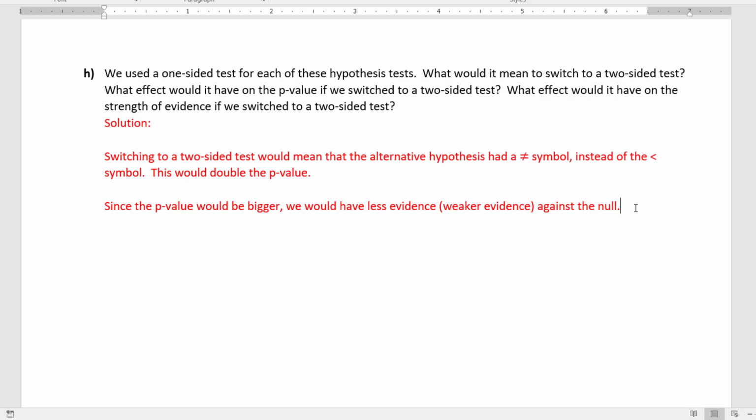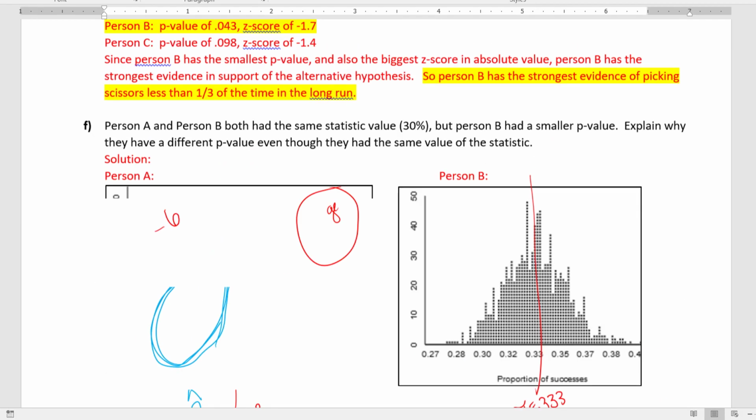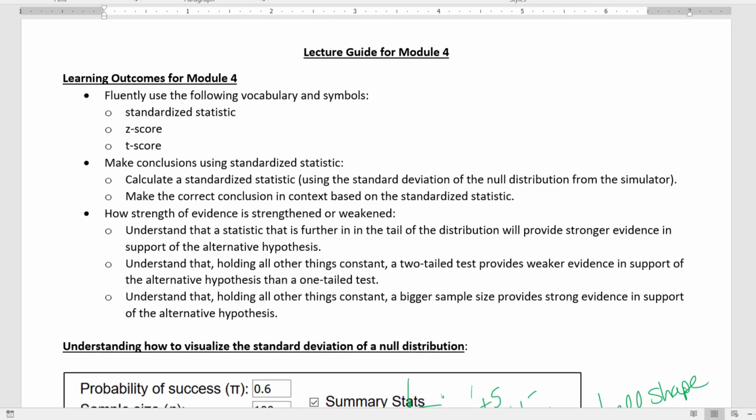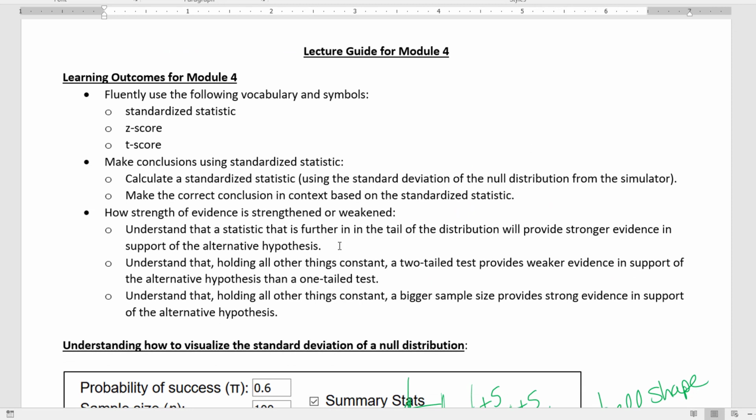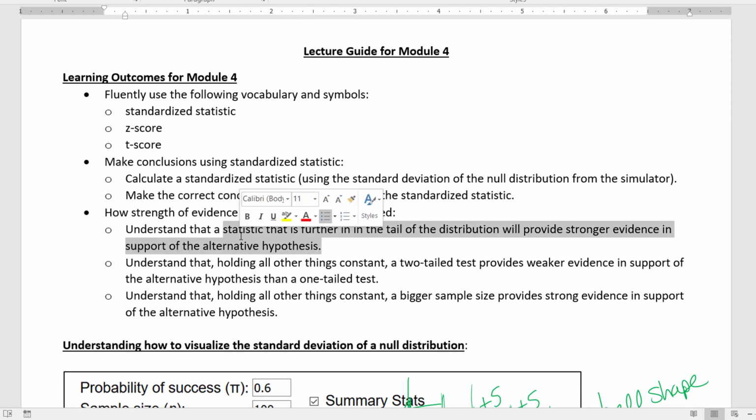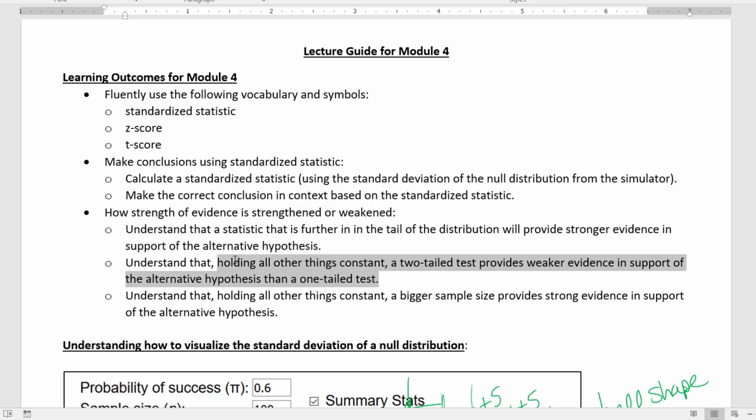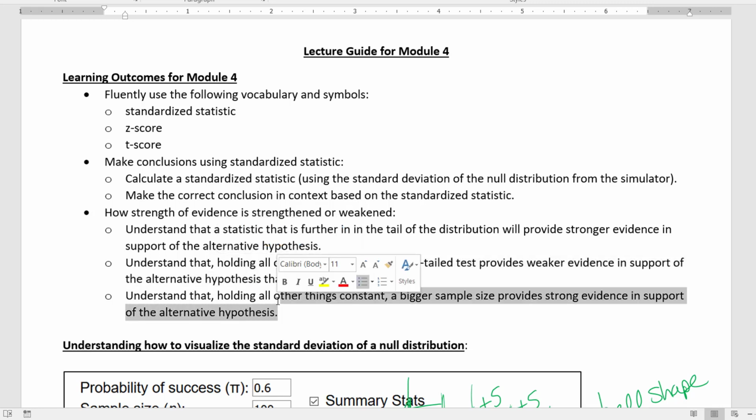If you switch from a one-sided test to a two-sided test, you've basically doubled your p-value, and therefore you have weaker evidence in support of your alternative. In general, on the very first page, these ideas have been summarized here. The further a statistic is in the tail, the stronger your evidence in support of the alternative. Second, holding everything else constant, a two-tailed test would give weaker evidence in support of the alternative. And holding all other things constant, a bigger sample size provides stronger evidence in support of the alternative.